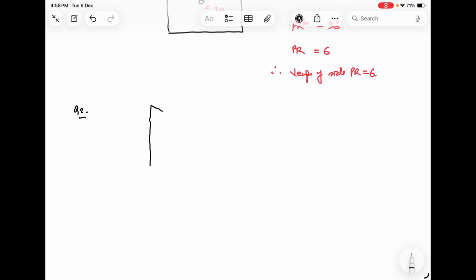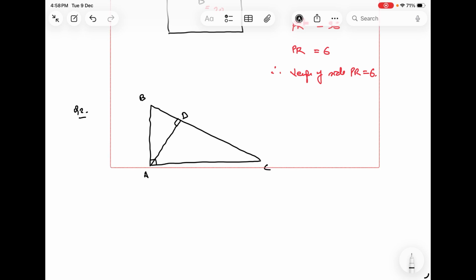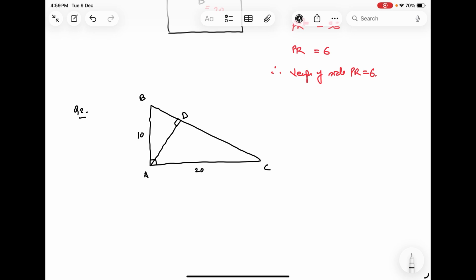We are given a triangle ABC, right angle at A, and AD is perpendicular on BC. AB equals 10, AC is equal to 20. What is the length of AD? We need to find AD, okay?